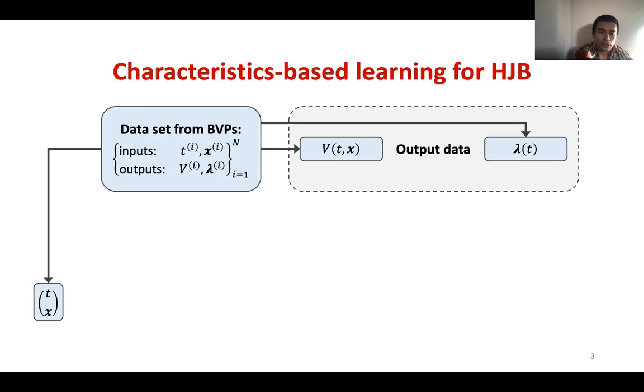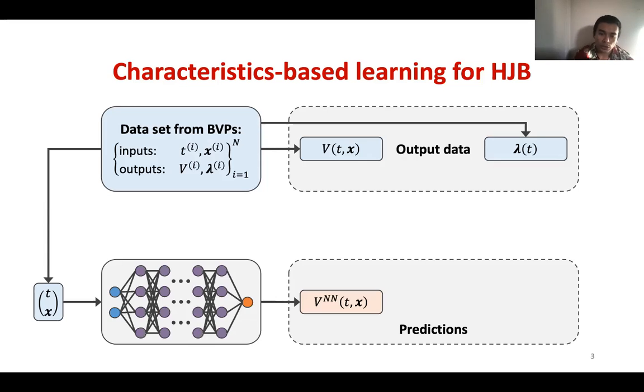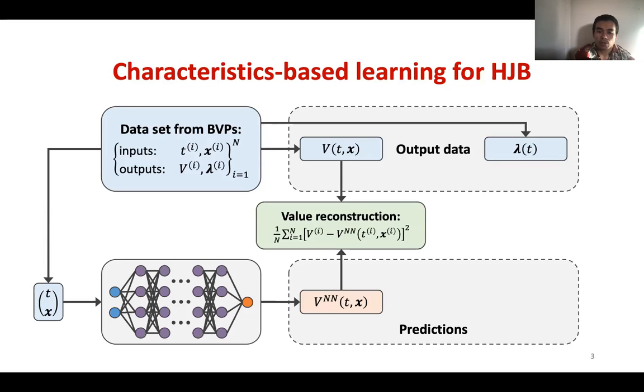So what we'll do is generate a data set by solving boundary value problems associated with random initial conditions. This gives us inputs t and x and some associated outputs V and lambda, which are the value function and co-state. We'll use a neural network to try to represent the value function and train that neural network by reconstructing the output data for V.